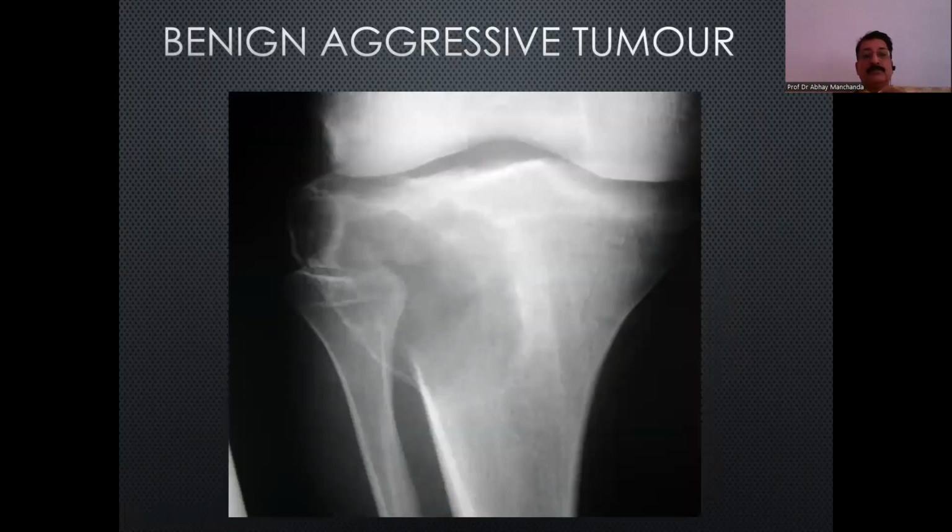But here you see a benign lesion which looks to be aggressive because this looks to be circumscribed, almost narrow zone of transition, but it has a periosteal reaction. It has broken. The cortex is expanded, so it is a benign aggressive tumor.